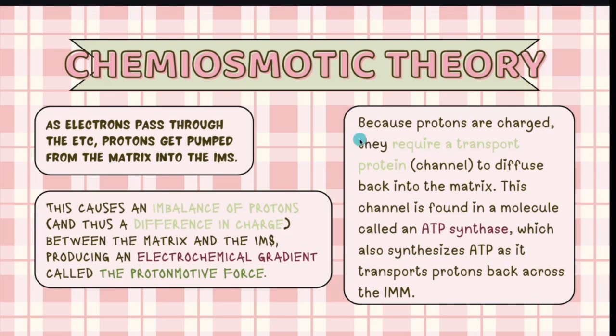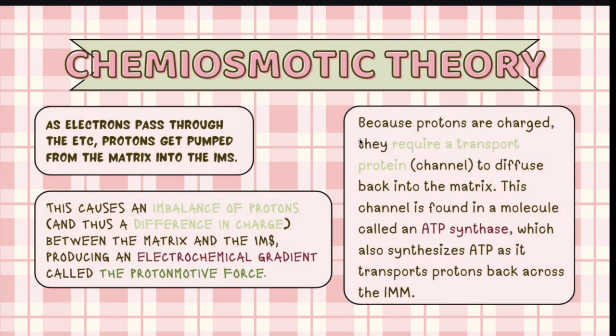Okay, so basically, we have something called the chemiosmotic theory. What the chemiosmotic theory does is it tries to explain how the electron transfer throughout the ETC is used to generate ATP. We know that when electrons are transferred throughout the ETC, protons are pumped in most of the complexes, except complex 2. Protons are getting pumped from the matrix into the IMS, okay?